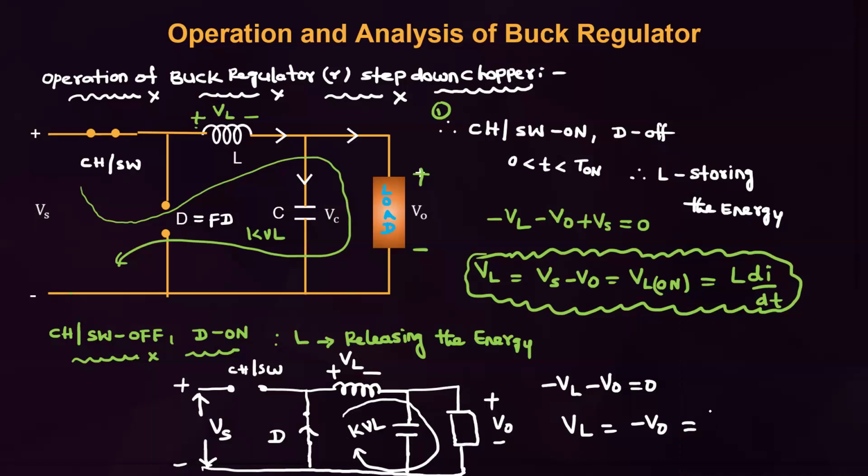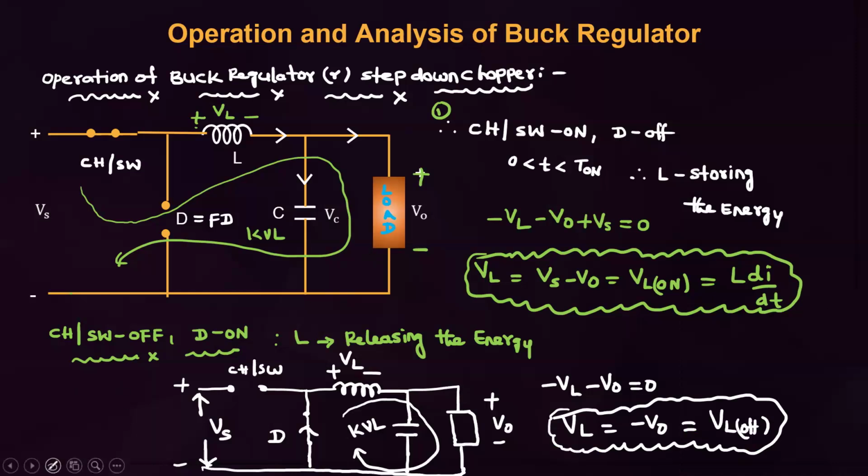This is VL off. Why is it VL off? It is the voltage across the inductor during chopper is off state. That is the meaning of VL off. Voltage across the inductor during chopper is off state, students. That's why it is VL off. Next. During chopper is on, one more point. This is during chopper is off, this is chopper on.